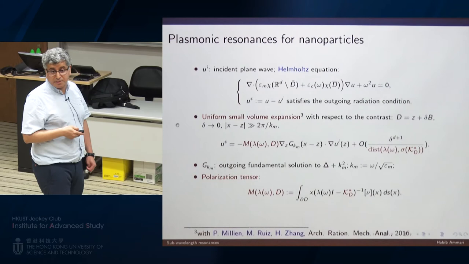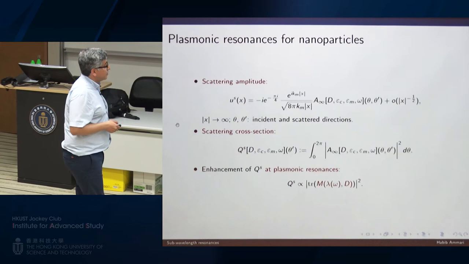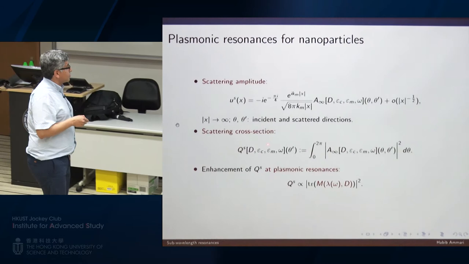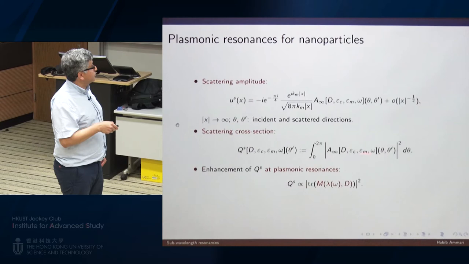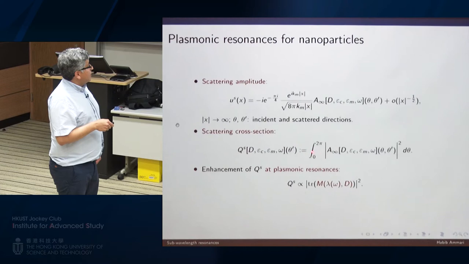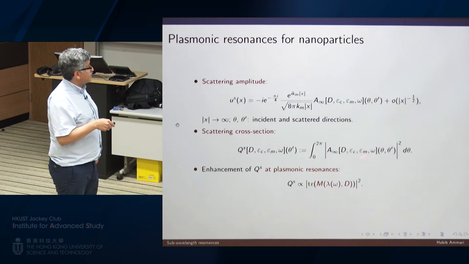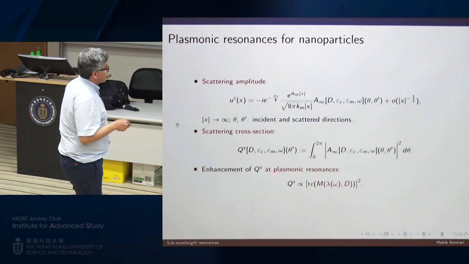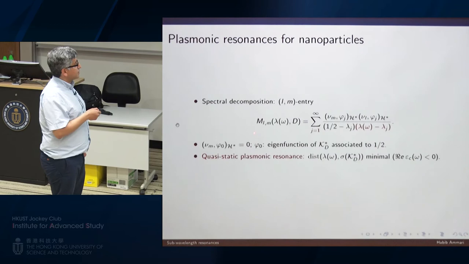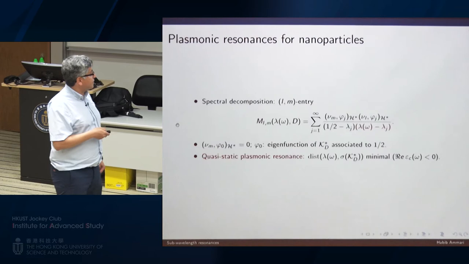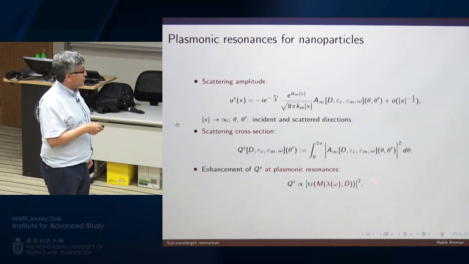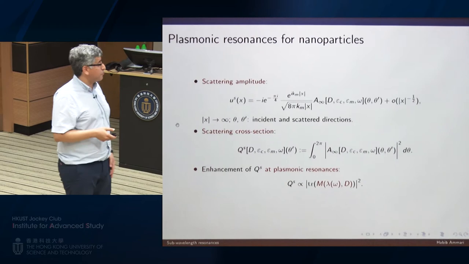So we can even derive bounds on this enhancement of the scattering cross section. The scattering cross section is defined by this average of the amplitude of the scattering amplitude. The scattering amplitude is defined by this, and then you integrate over one of the angles, and you get the scattering cross section. So there is enhancement because the scattering cross section is proportional to the trace of this polarization tensor. The trace of the polarization tensor blows up at these frequencies, so there is huge enhancement of the scattering cross section, and we have this limit for it. You cannot do better. We have a formula.